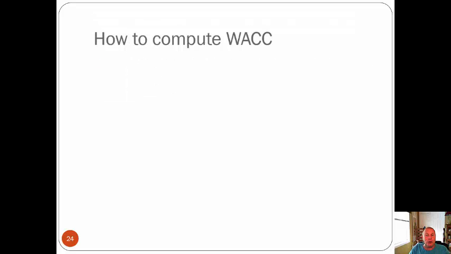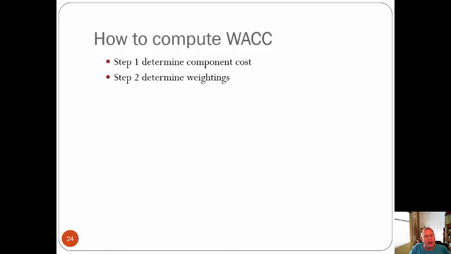How do we compute weighted average cost of capital? One, we go through and determine the component cost of debt and equity. Then we determine the weightings. What are the weightings of each component piece?